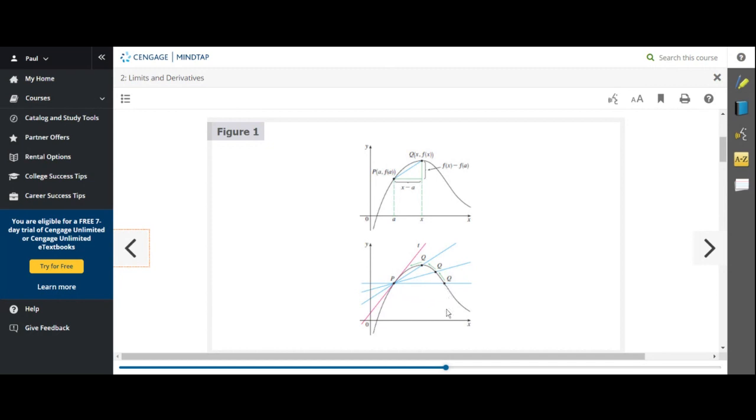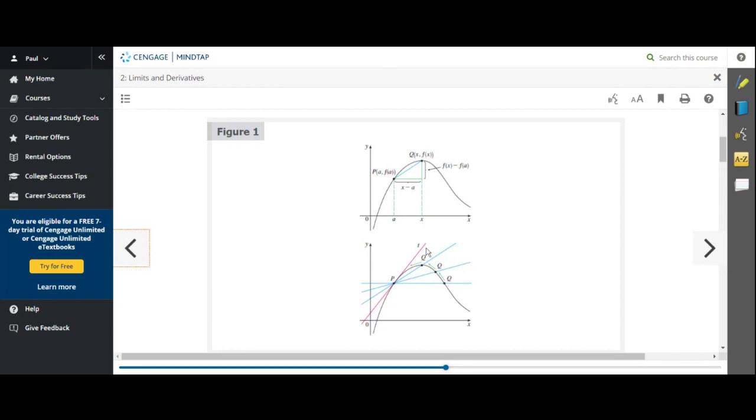Well, we know that to find the slope of a line, we need 2 points, a point P and a point Q. The point P is fixed. That point is fixed. That doesn't change. But what they're doing in figure 1 here, the second graph, is they're changing the point Q so that it's approaching the point P. The secant lines, the blue secant lines, therefore, are going to approach the tangent line.